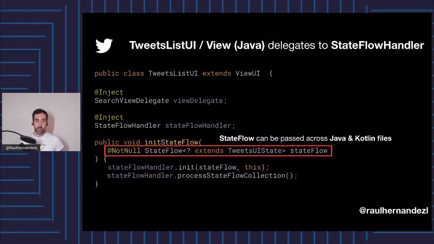So this method is actually there in the tweets list UI. That's something like a fragment, a custom view, or an activity. In there, I injected my view delegate and also my StateFlow handler. So I initialize the StateFlow handler with the StateFlow plus the reference to the view that we're going to use, and then we'll process this StateFlow when it's required. This initStateFlow, by the way, is going to be used from, let's say, onStart.